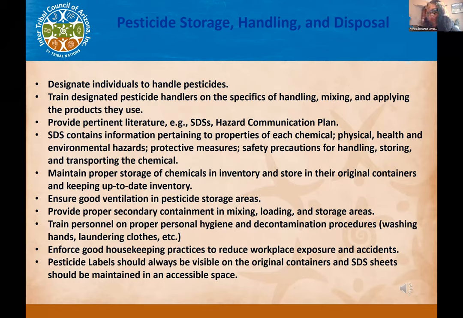Provide proper secondary containment in mixing, loading, and storage areas. Train personnel on proper personal hygiene and decontamination procedures, washing your hands, laundering clothes, etc. Enforce good housekeeping practices to reduce workplace exposure and accidents. Pesticide labels should always be visible on the original containers, and SDS sheets should be maintained in an accessible space.